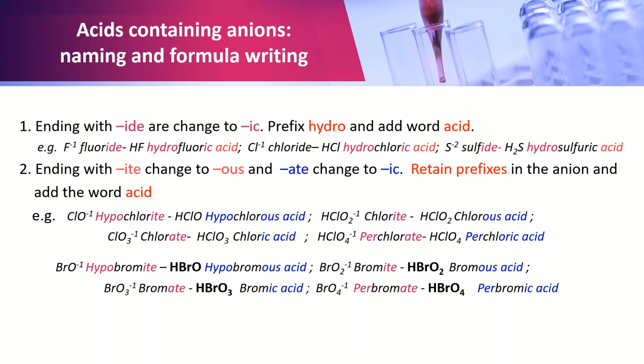Another example, HBrO is hypobromous acid, HBrO2 is bromous acid, HBrO3 is bromic acid, and HBrO4 is perbromic acid.